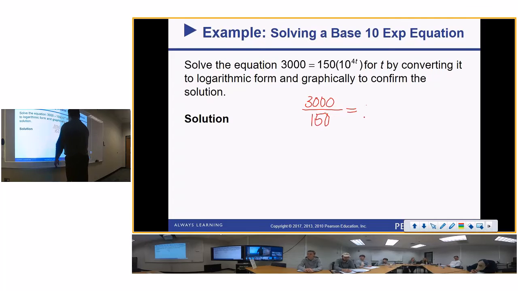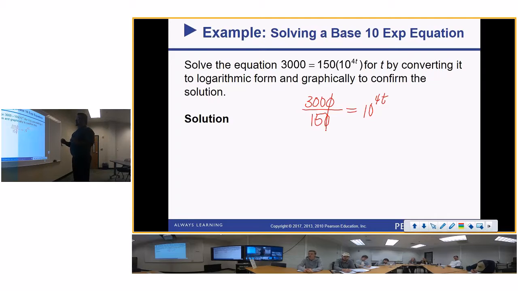Please, 10 to the 4t. I'm going to take that out. And how many times will 150 go into 3,000? Okay, now this is real rough stuff here. 20? Yep.